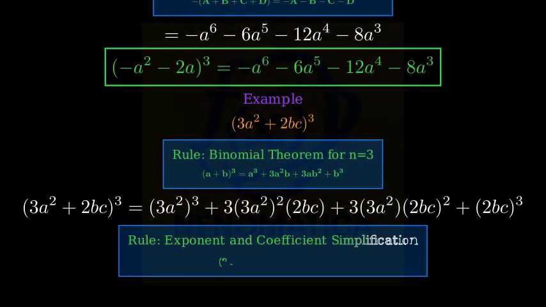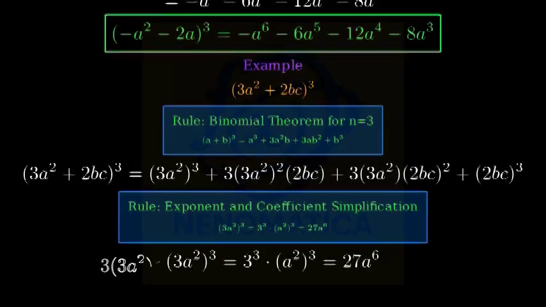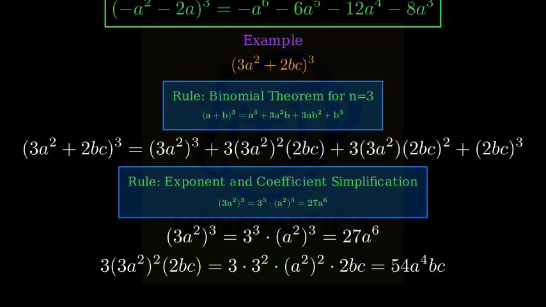The first term becomes 3 cubed times a to the power of 2 cubed, which equals 27a to the power of 6. For the second term, we have 3 times 3 squared times a to the power of 4 times 2bc, which simplifies to 54a to the power of 4 bc.